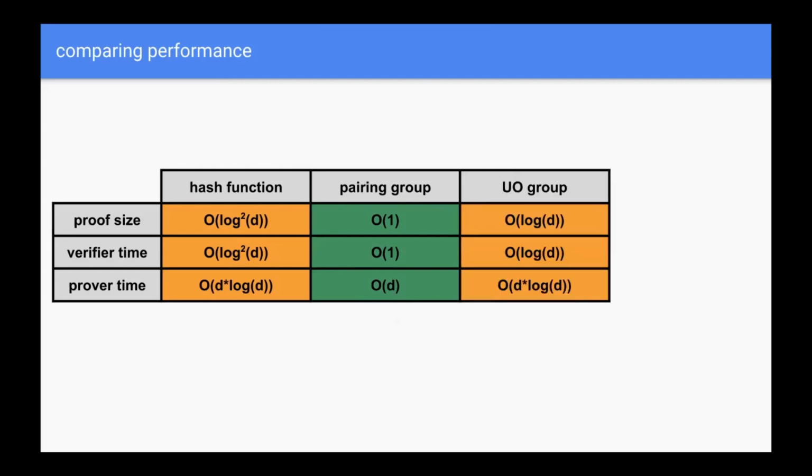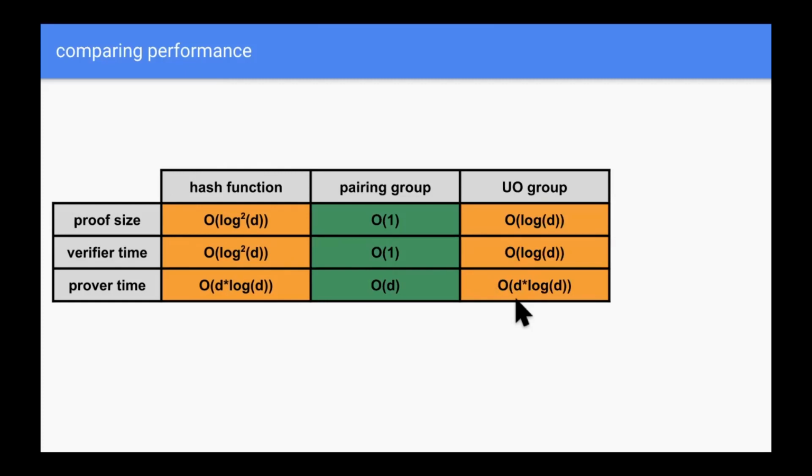And then you have the groups of unknown order, which are not as good as pairings, but better than the hash function. So you lose this log squared and you're down to log, which is nicer.